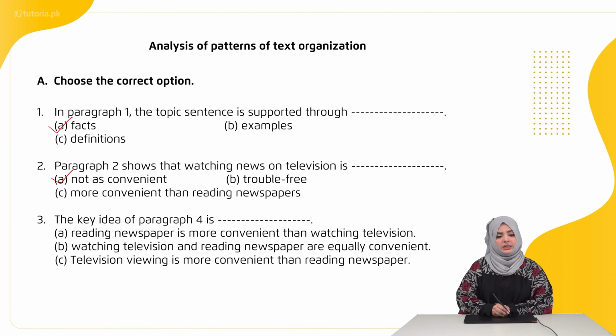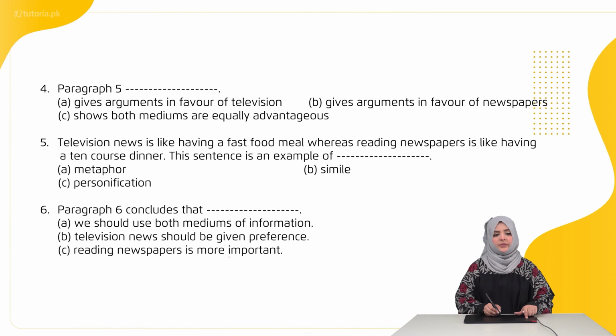Third MCQ is, the key idea of paragraph 4 is dash. A, reading newspaper is more convenient than watching television. B, watching television and reading newspaper are equally convenient. C, television viewing is more convenient than reading newspaper. It's again A option, which is reading newspaper is more convenient than watching television.